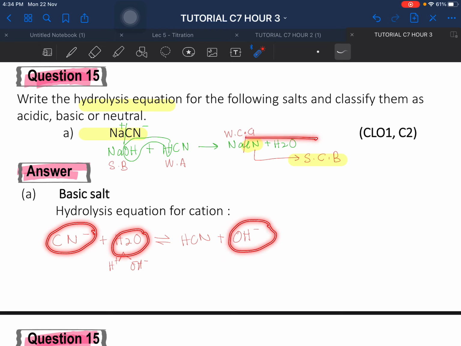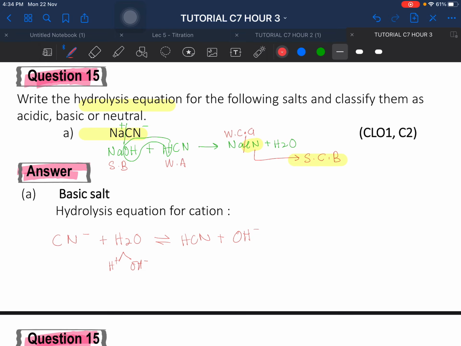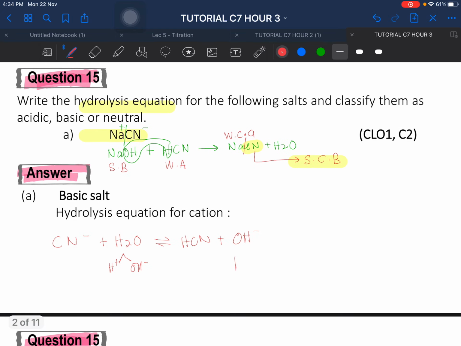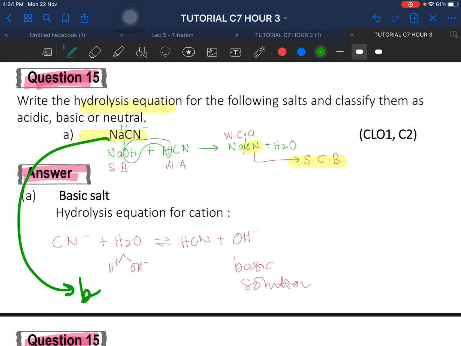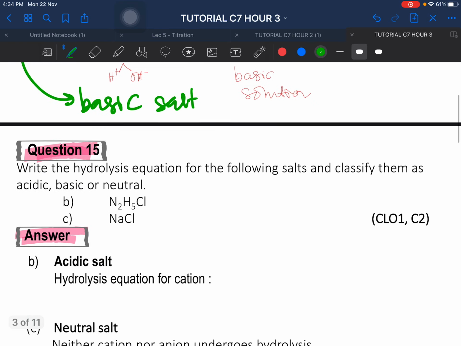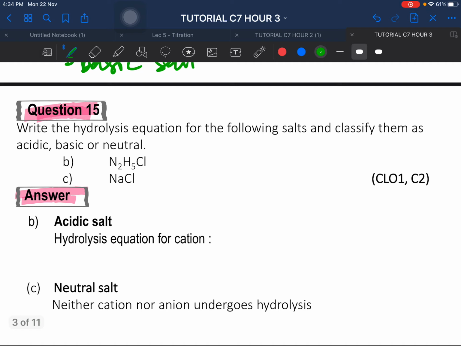If this salt dissociates water or hydrolyzes water, it will produce OH minus. That means this solution is basic solution. If basic solution, that means that this salt NaCN is a basic salt. Okay, what about this one?